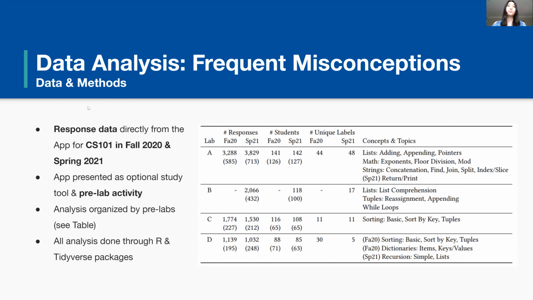So our data are mainly response data that directly came from the reviewer app for CS 101 in fall 2020 and spring 2021. The reviewer app was presented as an optional study tool for exams, as well as required pre-lab activities in 3 of the labs in fall 2020 and 4 of the labs in spring 2021. All our data analysis is basically organized by pre-labs as well as their pre-assigned concepts and topics, as you can see on the table on the right. And all the analysis is done through R and tidyverse packages.